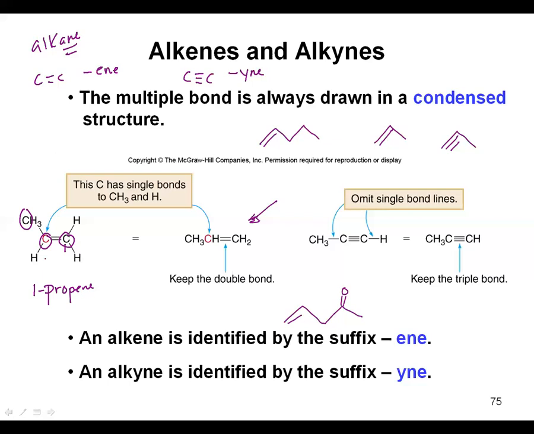Now, in terms of priority, when you get to an alkene or an alkyne, the double bond or the triple bond gets the priority in terms of numbering. So you want to number whichever way will give the double bond or the triple bond the smaller number when you need to do that. So that's a very important distinction.